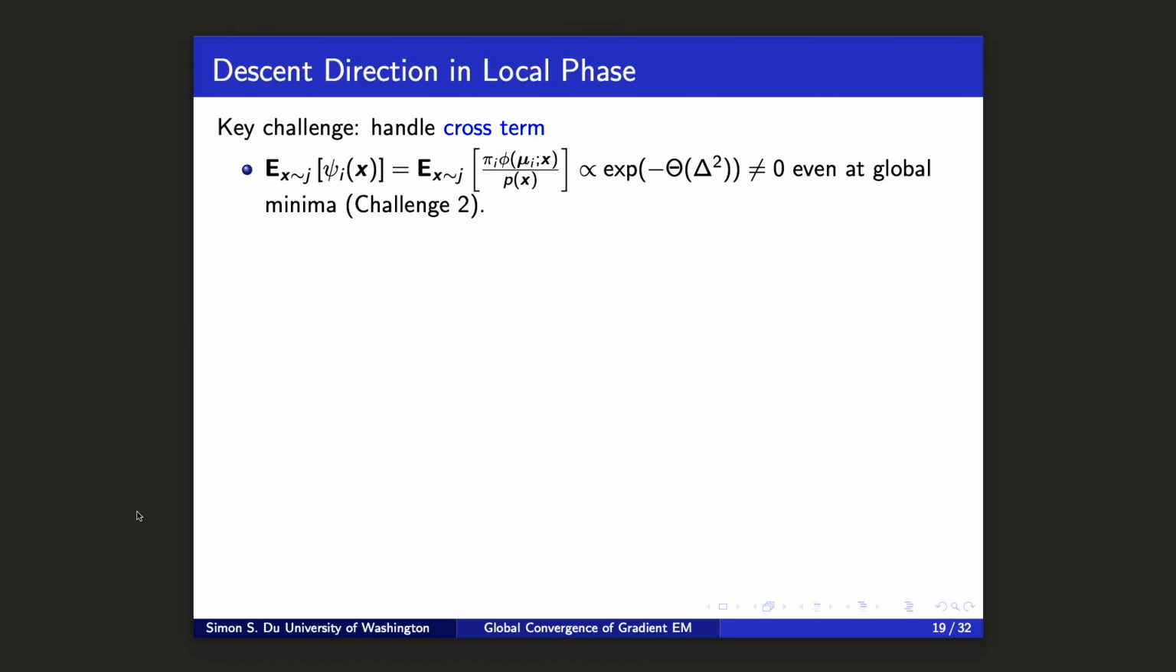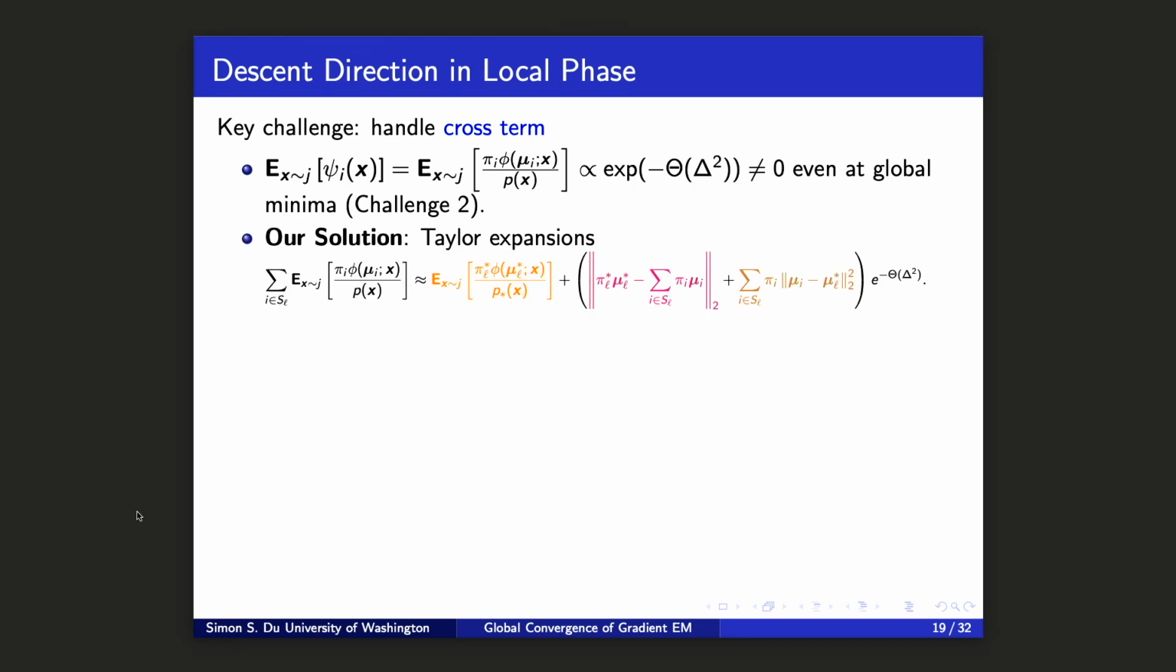Okay. So the key challenge here is how to handle the cross term. Remember, we have this term that we said is exponentially small. However, if we want to show that the loss converges to 0, even though it's exponentially small, we still need to handle it. So our idea is the following. We do a Taylor expansion of this term, and we end up with one ground truth term that is only related to the ground truth, and some perturbation term that I want to show converges to 0 as we apply gradient descent.